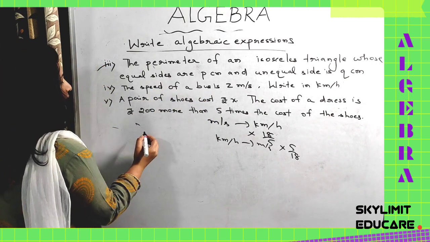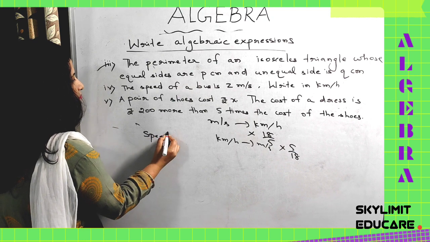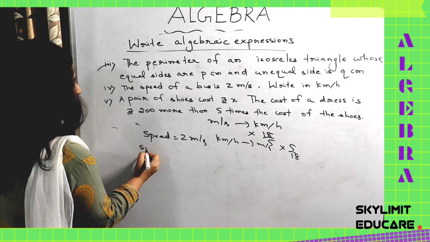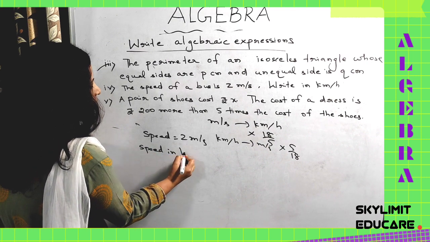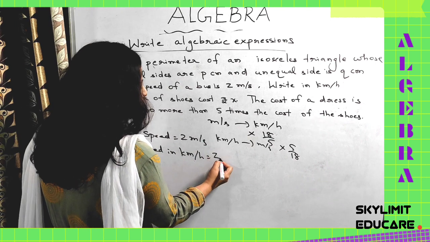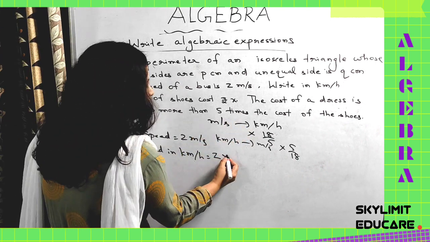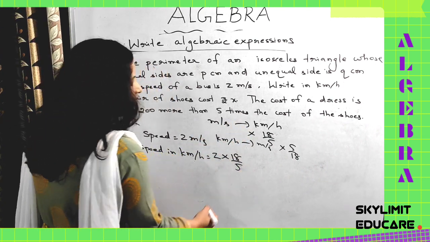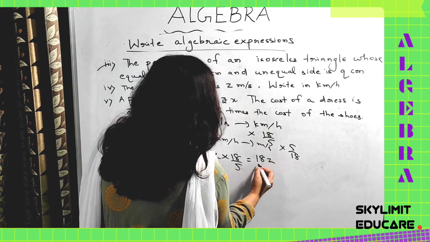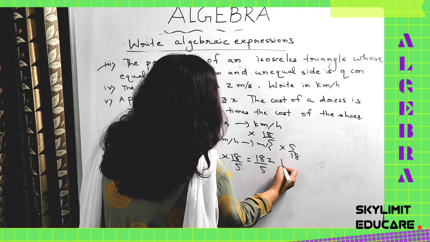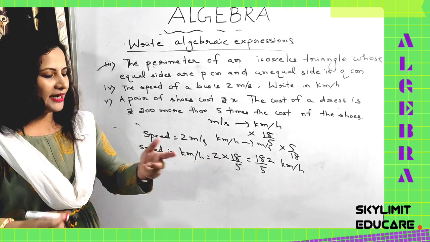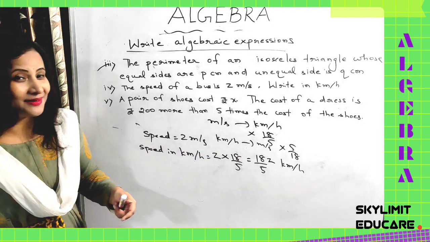The speed of the bus is Z meter per second. So speed in kilometer per hour, you have to convert Z meter per second to kilometer per hour. Simply multiply by 18 by 5. So you are getting 18Z by 5 kilometer per hour. I think the idea is quite clear.